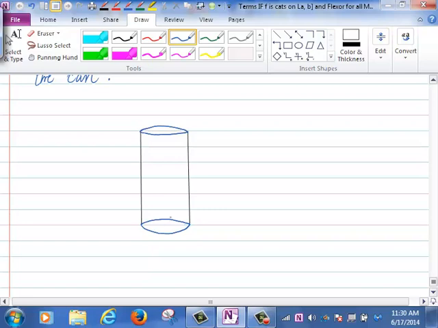So let's label the radius by R. So R is the radius of the cylinder, in other words, the radius of the bottom. And we are going to label the height by H. So H is going to denote the height.